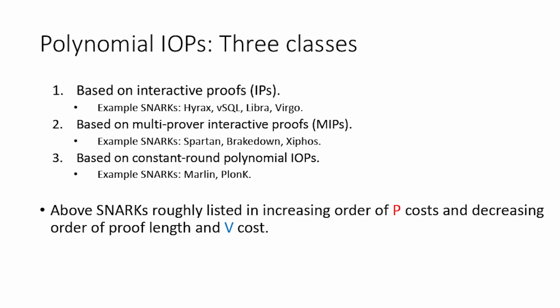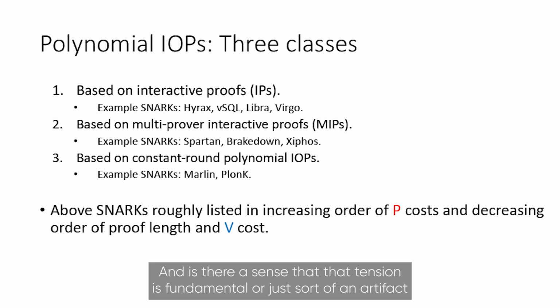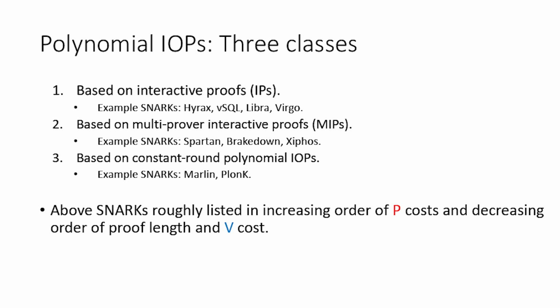So it makes sense that prover costs and verifier costs are in tension, because if they weren't, then there'd just be something to rule them all. There's something with the best prover and best verifier, and everyone would just use that. So it tends to be that stuff with the fastest prover has slightly bigger proofs and a somewhat slower verifier, and stuff with the fastest verifier has a slower prover. And is there a sense that that tension is fundamental or just an artifact of the current list of constructions? Wait for two slides.